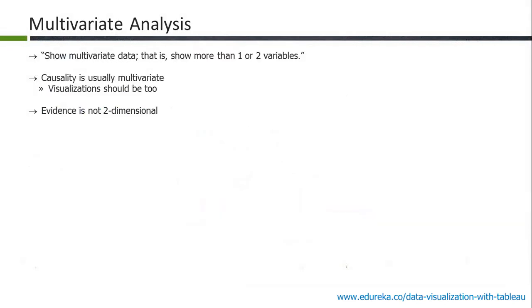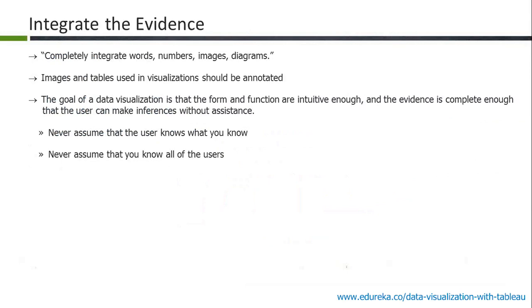Okay. The second principle is called show multivariate analysis. Never show one variable. Try to show more than one variable. There's no fun or essence in showing just one variable. You should have 2 or more variables. Integrate the evidence. Whenever you make a chart or graph, please put title, date, number, diagram name. Try to put a few pieces of evidence to show that your graph is factually correct.